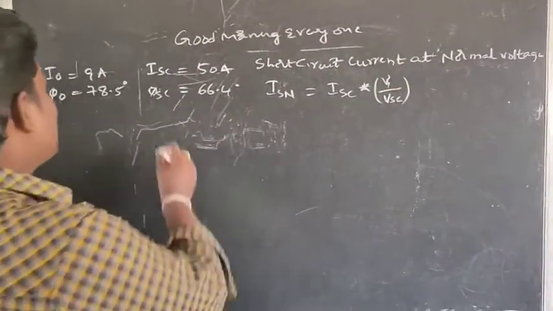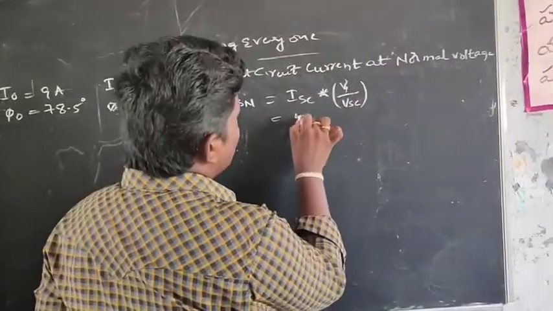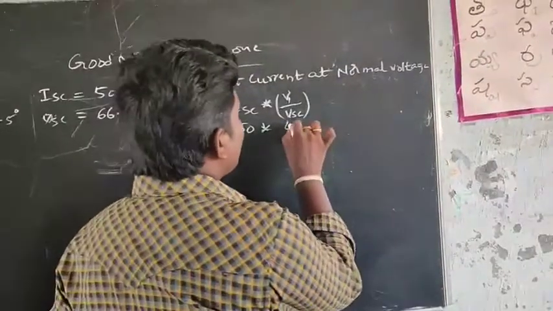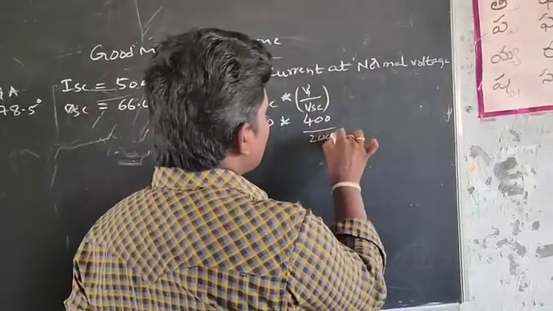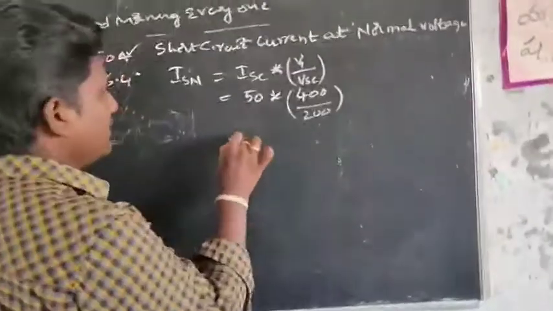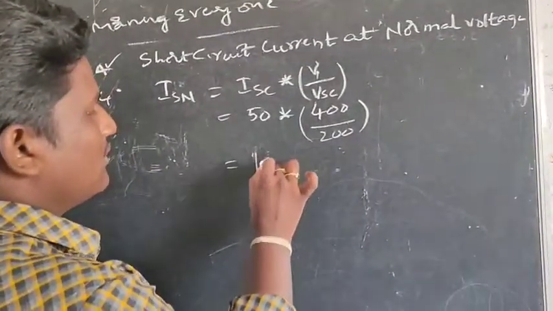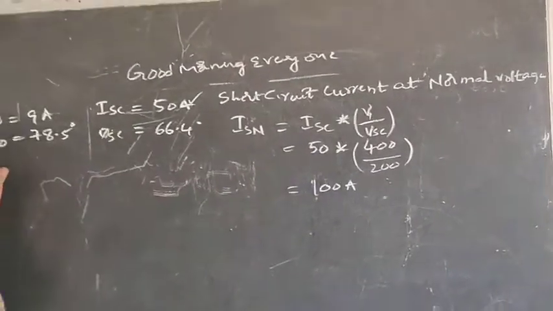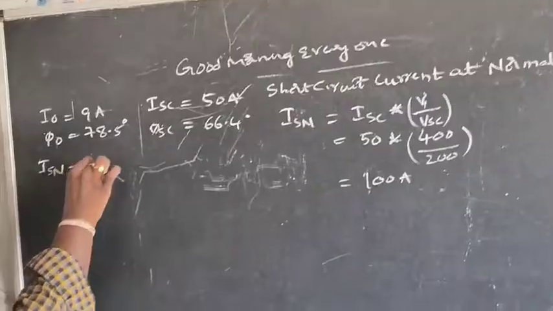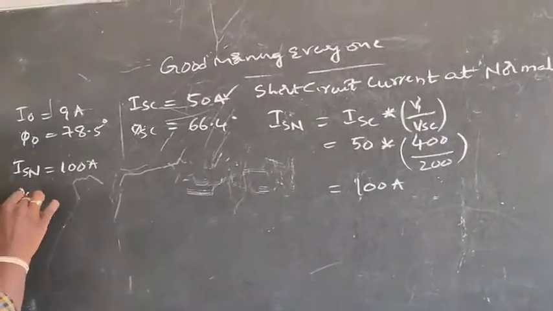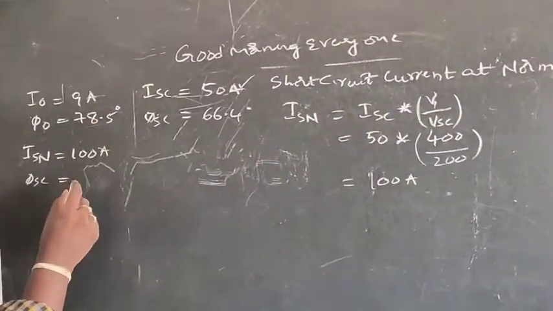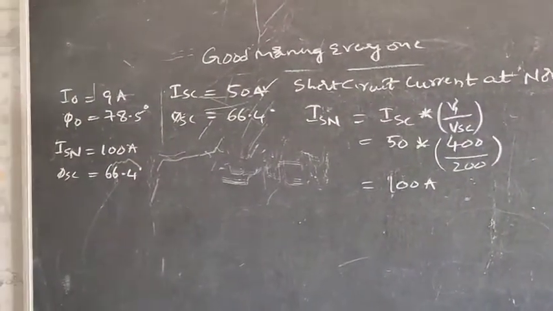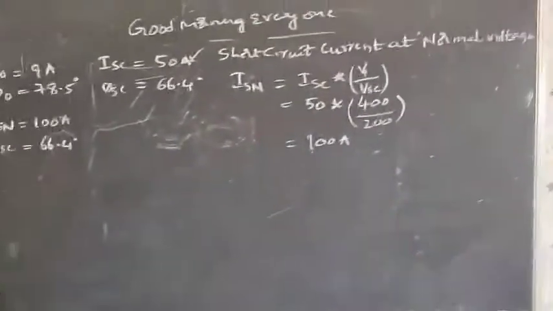Substitute the values: Is equals 50. What is the normal voltage given in the problem? 400. What is the short circuit voltage? 200. So after that we get 100 amperes. Isn equals 100 amperes, with angle 66.4 degrees. After that, draw the circle diagram.